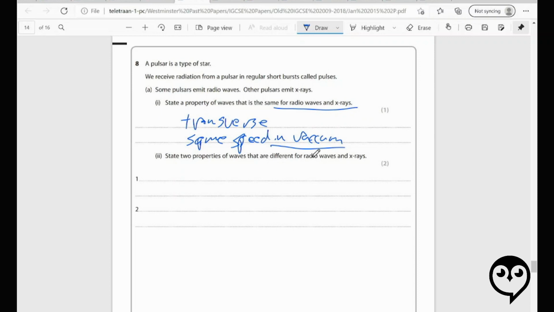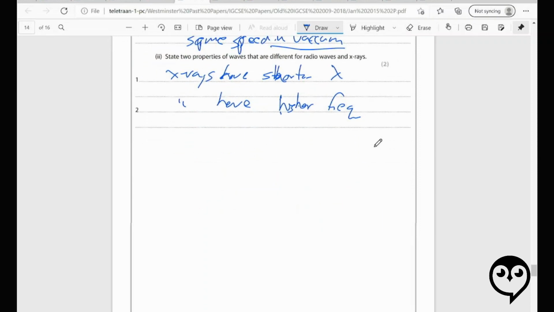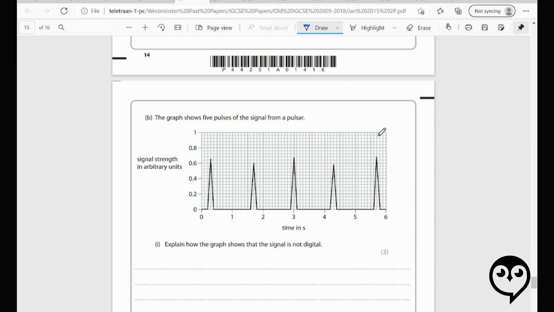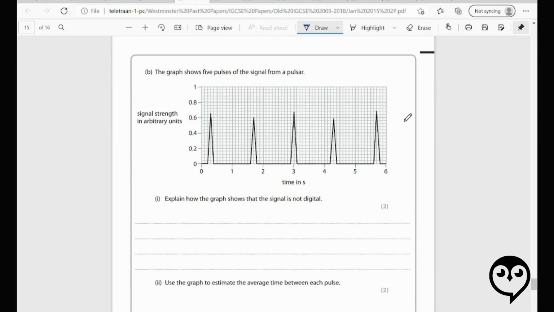What are 2 properties that are different? Okay, so you could say X-rays have shorter wavelengths. The X-rays have higher frequency, something to that effect. Okay, or energy, I guess. Let's see here.